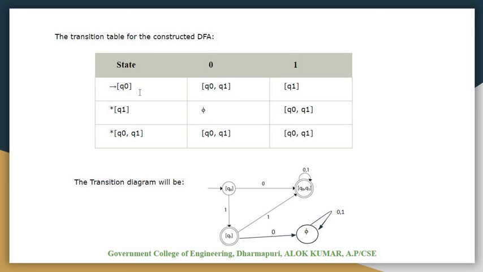Using this table we make the transition diagram, which we call the DFA. From Q0 using 0 we go to Q0, Q1. From Q0 using 1 we go to Q1. From Q1 using 0 we go to φ, the dead state. From Q1 using 1 we go to Q0, Q1, and from Q0, Q1 using 0 and 1 we go to the same place. So this is the conversion of NFA to DFA.